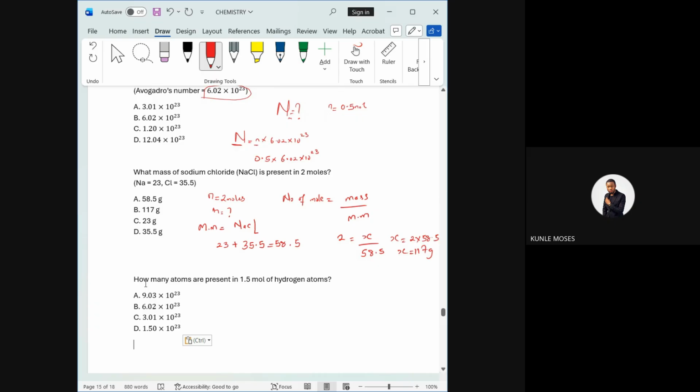Yeah, you guys should do this one. How many atoms are present in 1.5 moles of hydrogen atoms? Very simple. Tell me the answer.